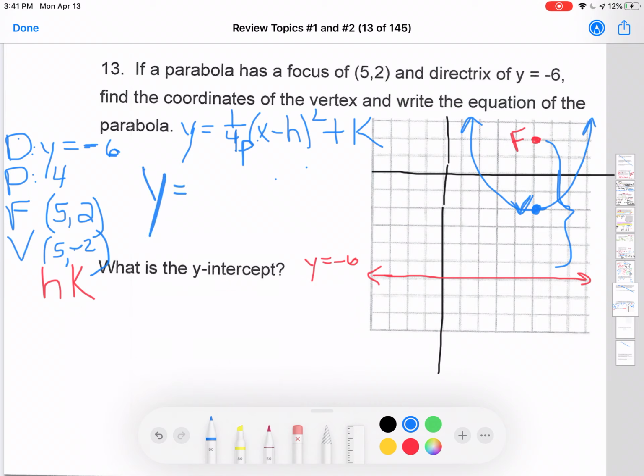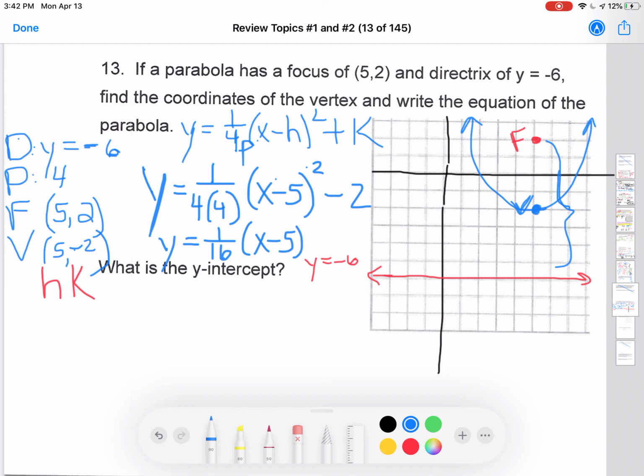Okay, so y equals 1/4 times 4. x minus 5 squared, and then plus k, but that's really just minus 2. So y equals 1/16 x minus 5 squared minus 2. And that would be my equation. Okay, so you guys were pretty good at that one. I taught you that. All right, and then the last thing is the y-intercept.